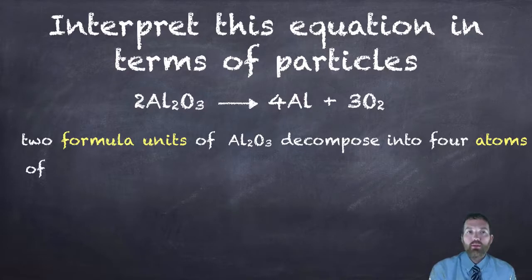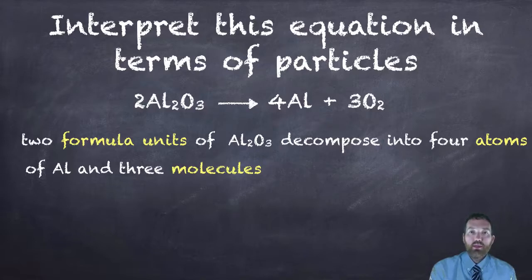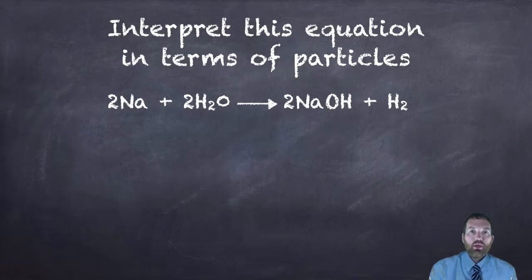So 4 atoms of aluminum and 3 molecules, because it's diatomic, oxygen bonded to oxygen, 2 nonmetals, is a molecule, 3 molecules of O2. You try this one. Go ahead and pause the video, write this formula down in your notebook, and when you're ready, unpause it and you'll see how you did.